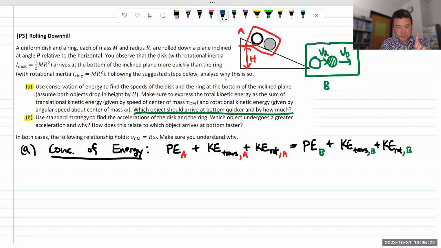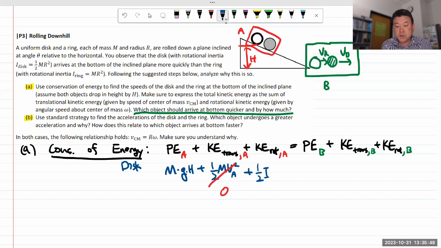Let me make sure I'm doing it for the disk first. So gravitational potential energy mgh, plus the translational kinetic energy, 1/2 m, and at the top, let me write VA squared. As I'm writing it down, I'm realizing that's going to be zero. Plus the rotational kinetic energy, 1/2 rotational inertia of the disk times its angular speed in snapshot A squared. Once again, since it's starting from rest, it's also not rotating, so this will be zero.